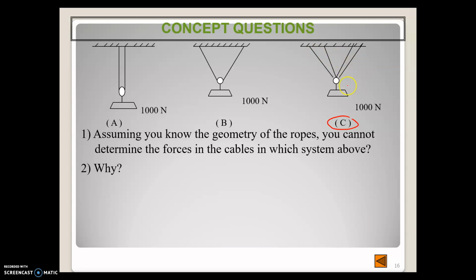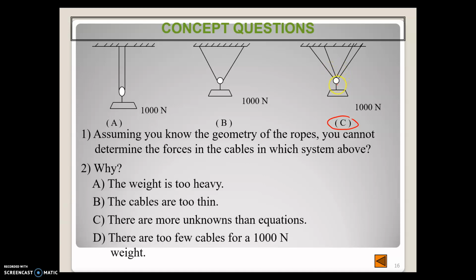Actually, for a particle in 2D, we can determine 2 unknowns maximum. So, this one you have 4 unknowns. Alright? There are more unknowns than equations.